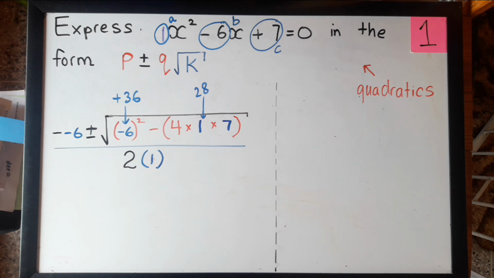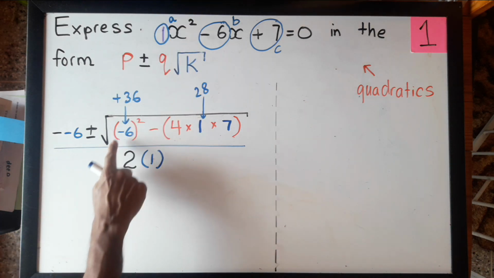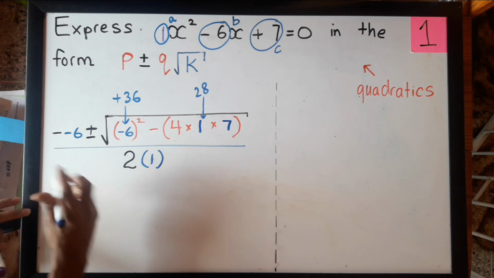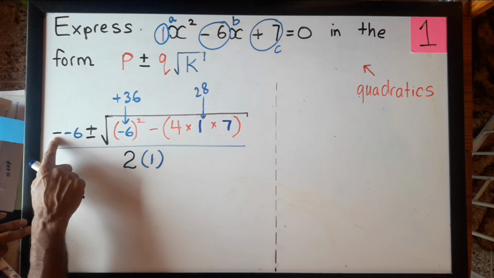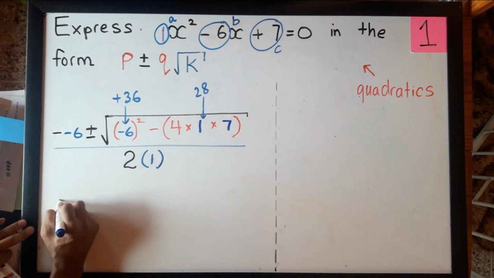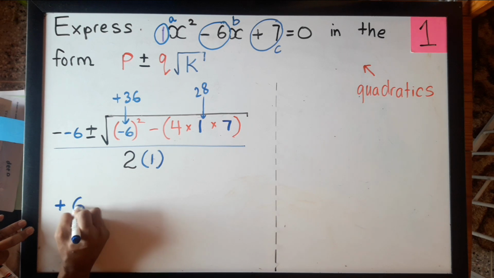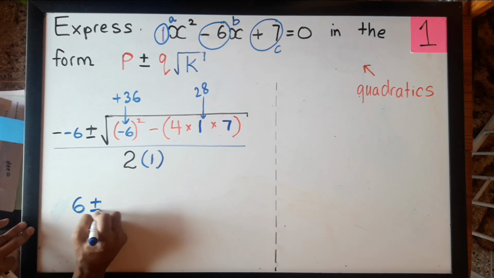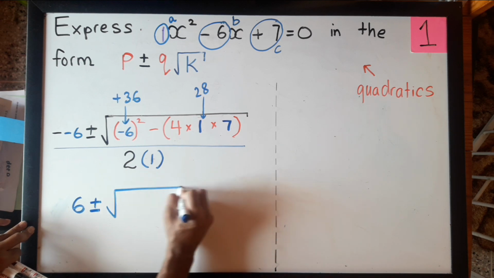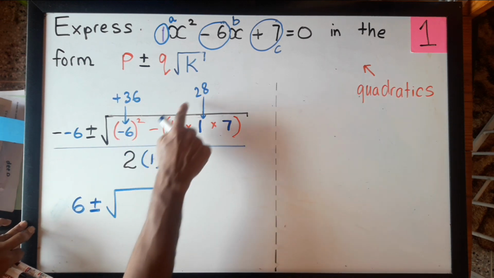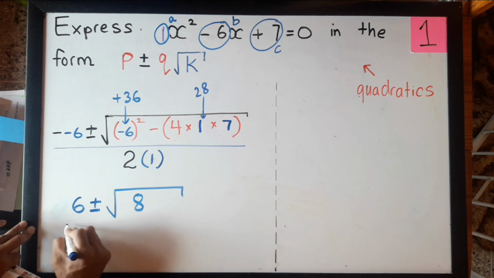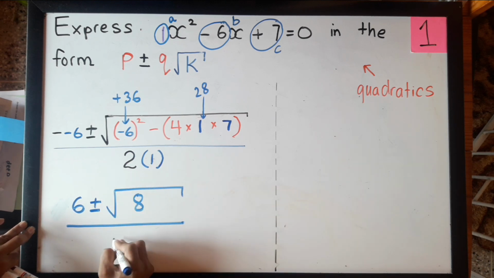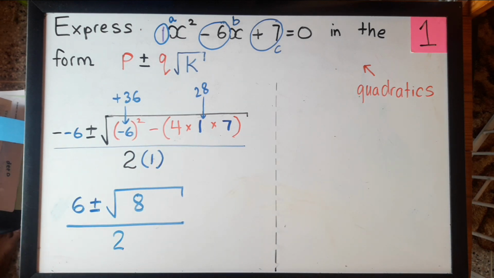Sorry, one second, let's double check. 36 minus 28 is 8. So that means when we work this piece out, we get 8. So let's summarize what happened there. Two negatives touch to give you a positive. So you get positive 6. I don't really have to put the positive if I don't want to. Plus or minus the square root of 36 minus 28, which is 8. And 2 multiplied by 1 is 2.